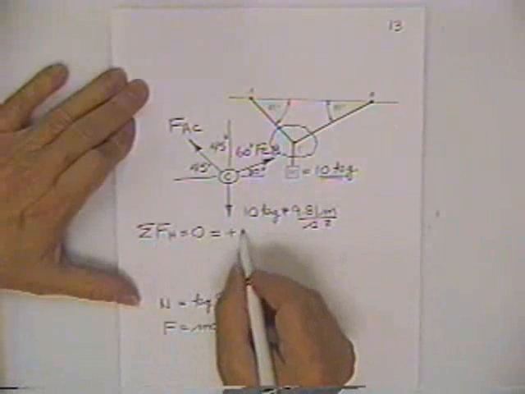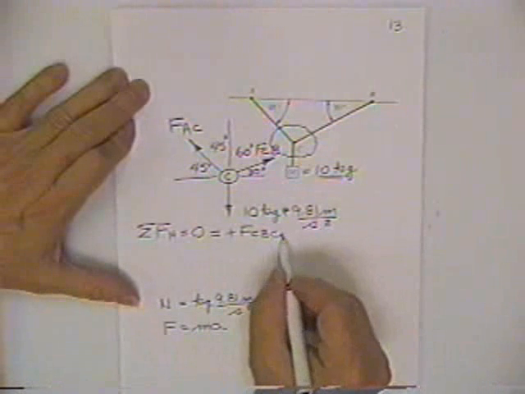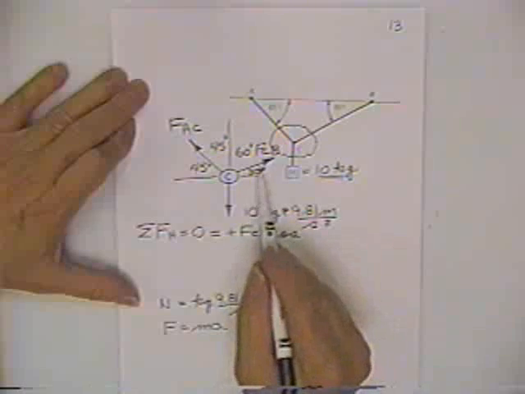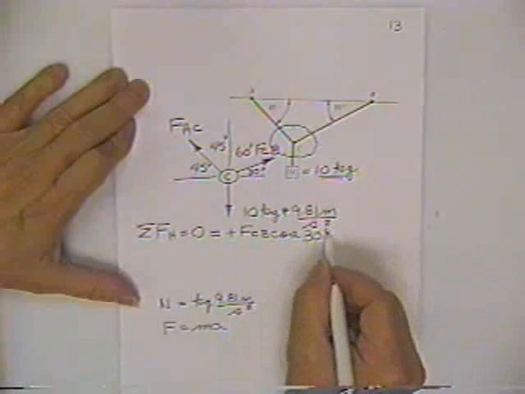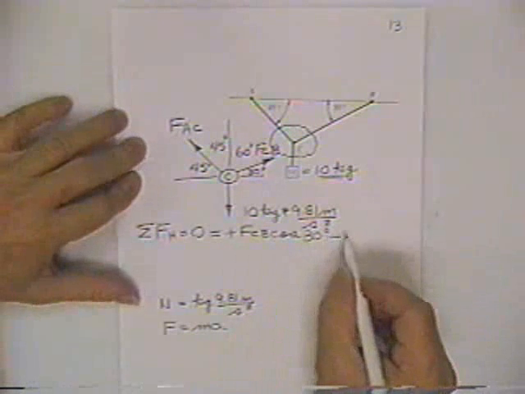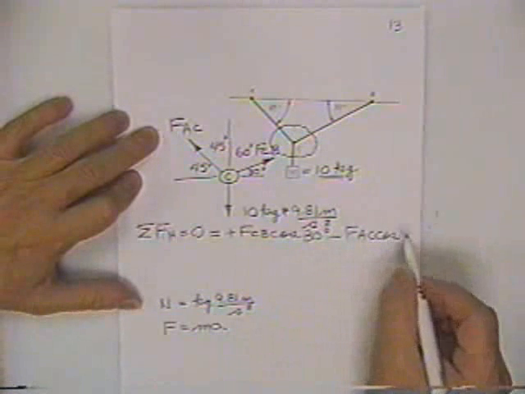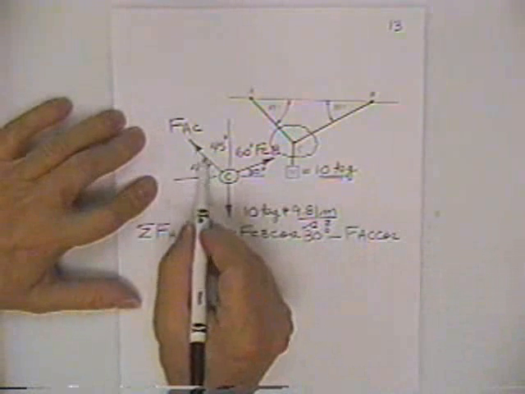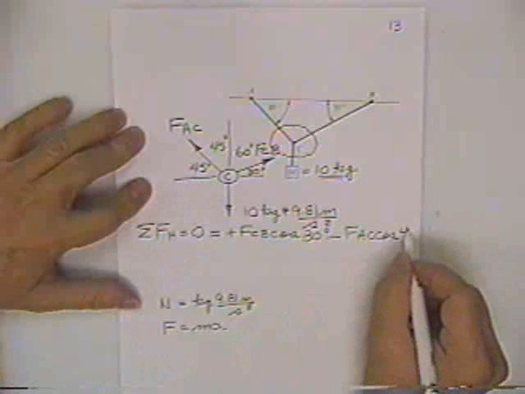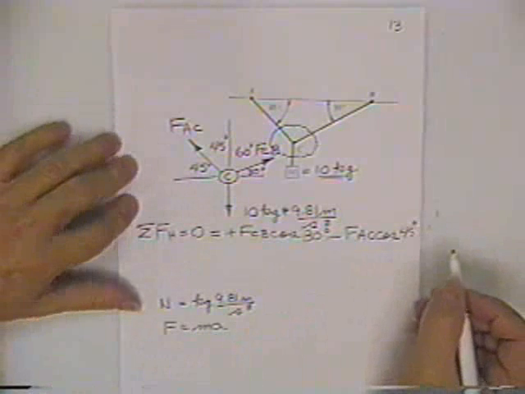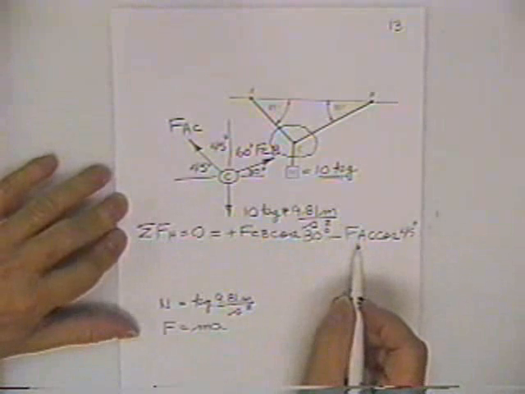Plus, since he's going to the right, the force in member CB times the cosine of the angle between the force and the direction we are discussing, 30 degrees, minus the force in member AC times the cosine of the angle between the force and the direction under discussion, 45 degrees. But we have one equation with two unknowns, and therefore we're going to have to get another equation in order to solve for it.